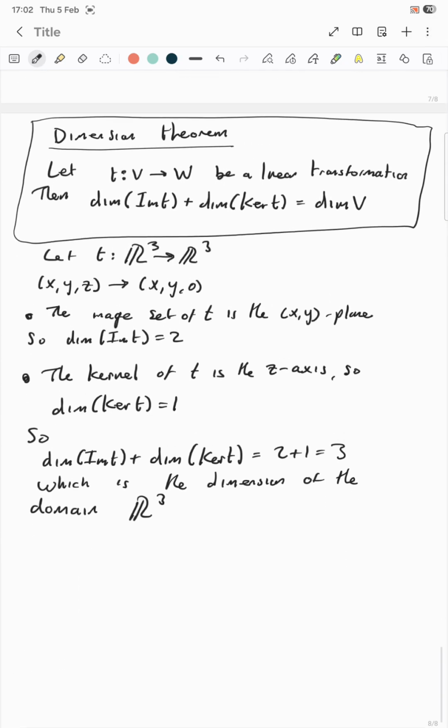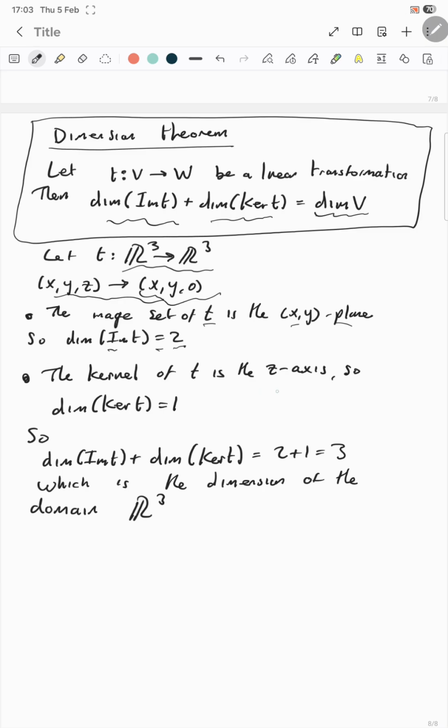Now our dimension theorem: we'll let T be a mapping of V to W, a linear transformation. Then the dimension of our image of T plus the dimension of our kernel of T equals the dimension of our vector space. Now as we'll show this, we're mapping from R3 to R3, and we'll take this example here. So the image set of T is the xy plane, as we can see here. So the dimension of our image of T equals 2.